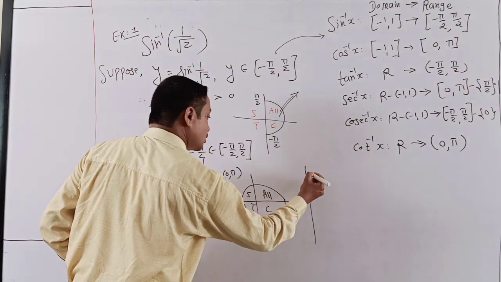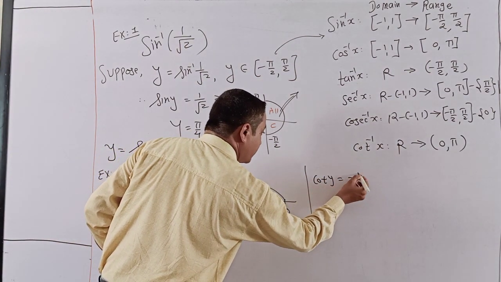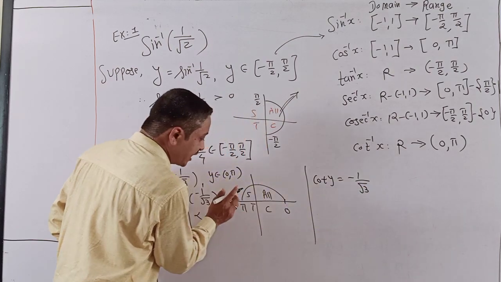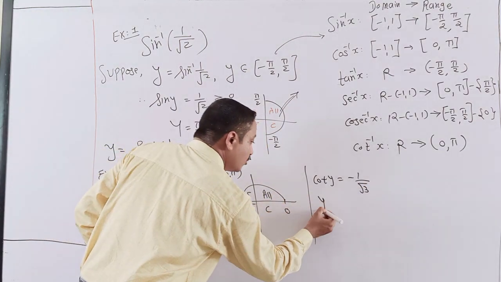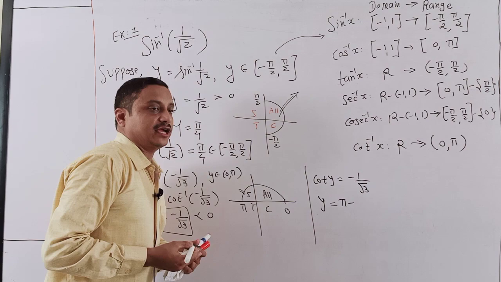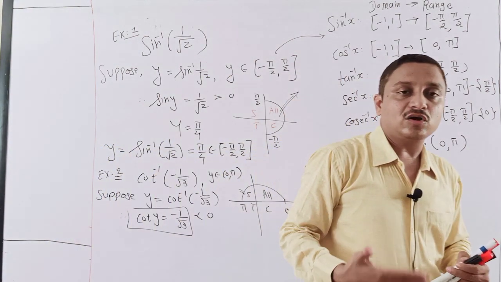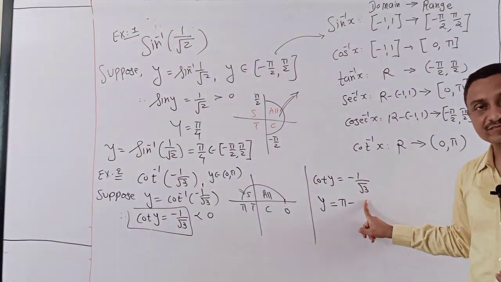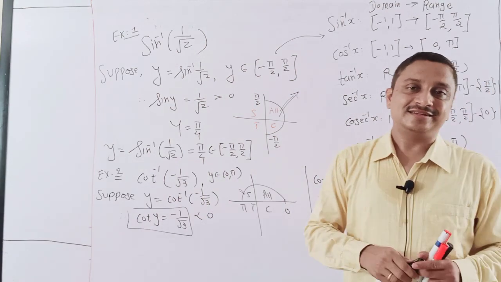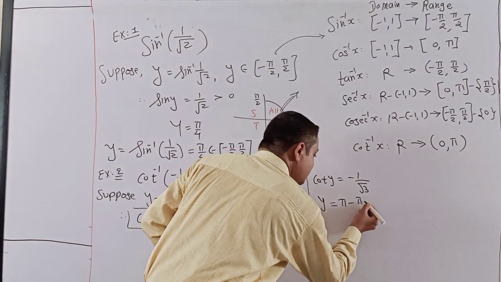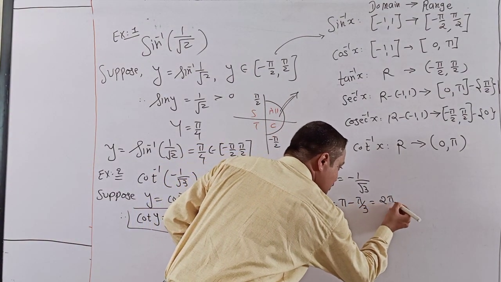So my answer: cot y is minus 1 by root 3. Students, here in the second quadrant, you just write pi minus. And now tell me, when is cot 1 by root 3? Yes, it is 60 degrees. 60 means pi by 3. So my answer is 2 pi by 3.